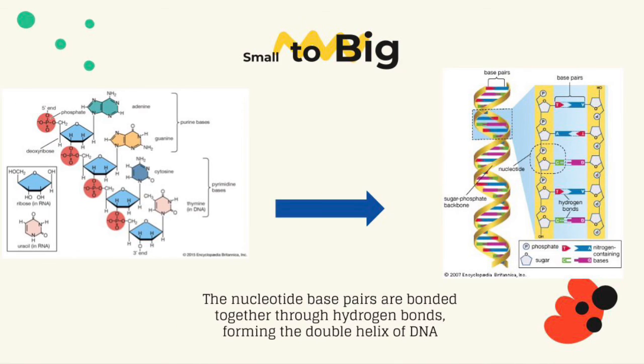Here we can see what the 5 nucleotides look like. They all have a negatively charged phosphate group and a pentose sugar. Their nitrogenous bases are unique to them though. These base pairs are then bonded together via hydrogen bonds, forming the double helix of DNA.